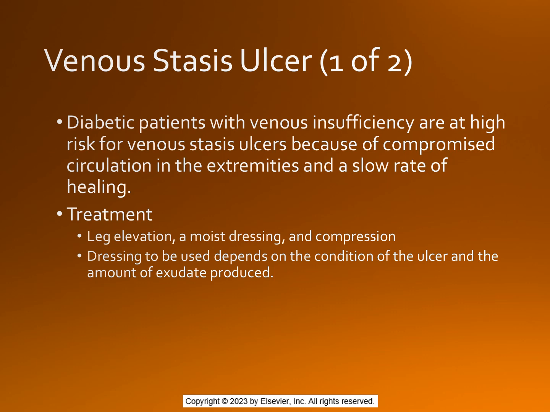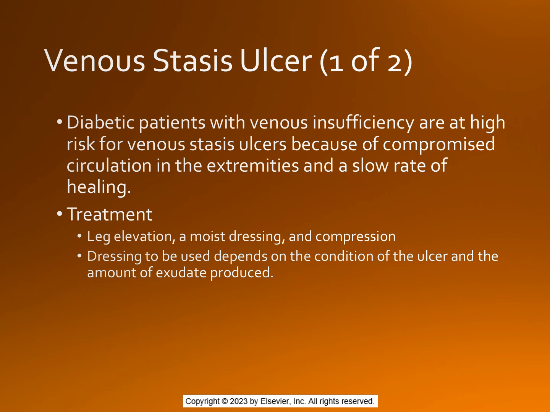Treatment for an ulcer would consist of leg elevation, a moist dressing, and compression. The dressing to be used will depend on the condition of the ulcer and the amount of exudate produced. Compression dressings are not used if arterial insufficiency is also present. Compression therapy options include compression stockings, elastic tubular support bandages, intermittent compression devices, a paste bandage such as an Unna boot, or placement of 2 to 4 layers of compression dressings.